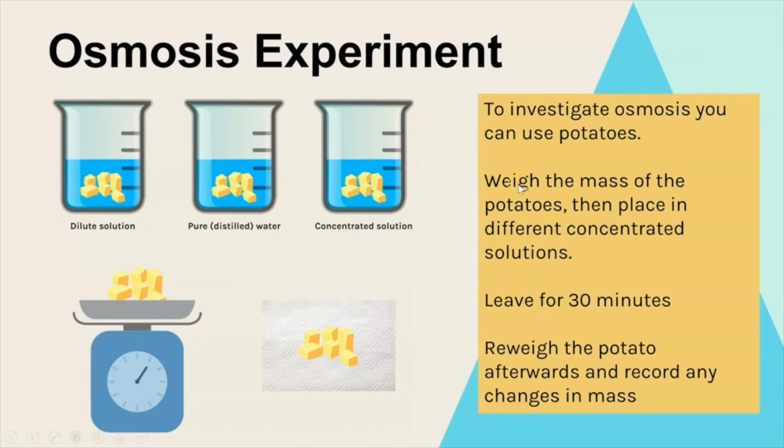But if we want to find that out, we have to weigh the potatoes at the start, put them in the solutions, then we'd leave them for about 30 minutes so there's time for osmosis to happen. Take the potatoes out, and we actually have to dry the outsides because we only want to know the mass inside of the potato, not any mass of the water droplets on the outside. So we then tap them dry, don't squeeze them, but just tap them dry and re-weigh them.